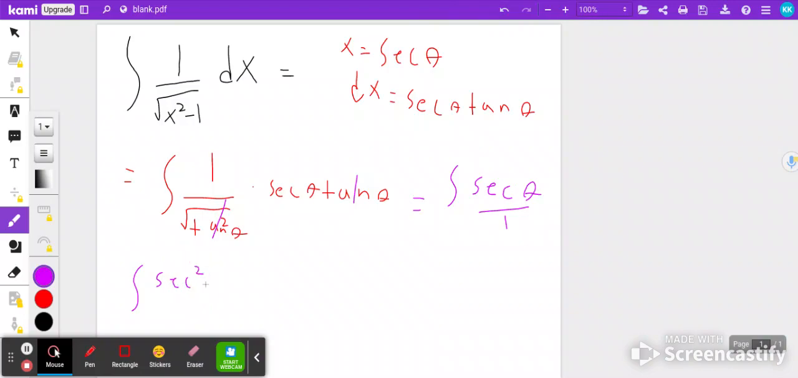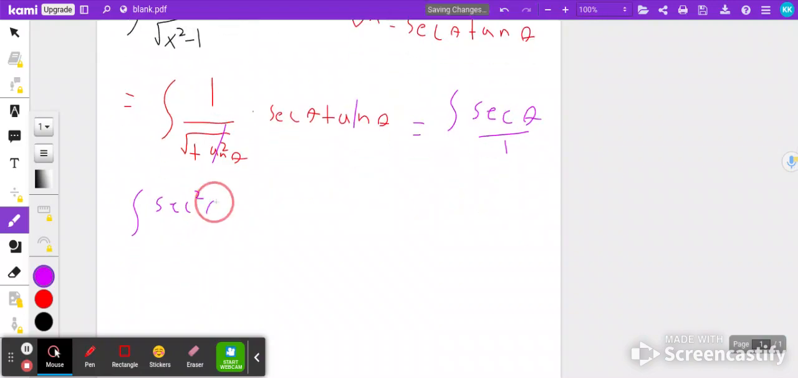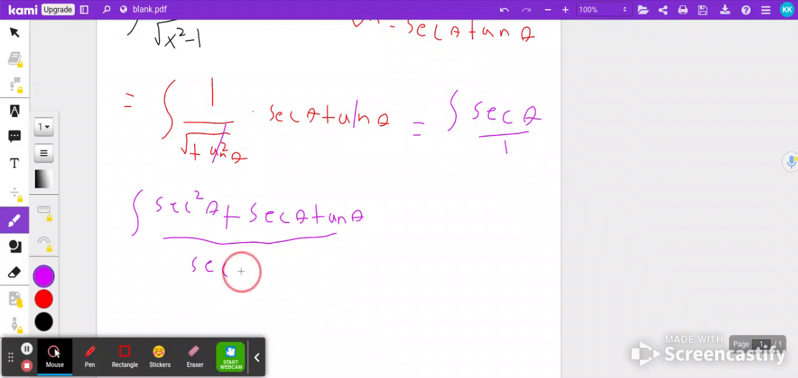secant squared theta plus secant theta tangent theta over secant theta plus tangent theta.